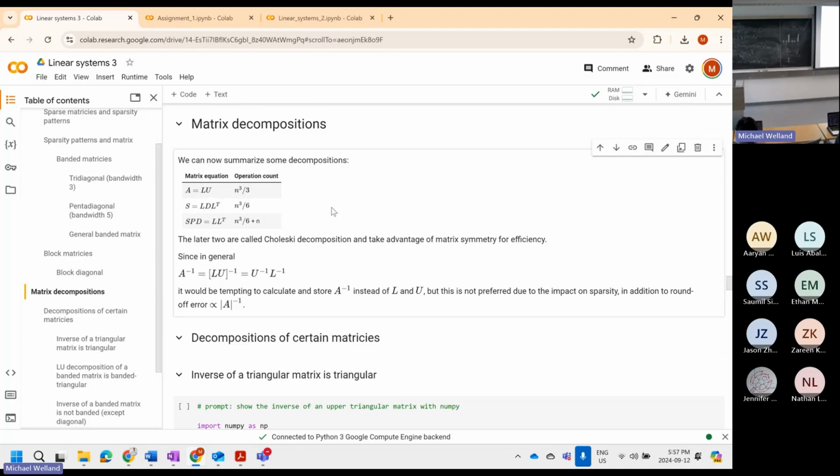Returning to matrix decomposition, and then we'll look at some examples. Any square invertible matrix can be decomposed to LU. Don't forget that P in there too. That takes about n cubed over 3. A symmetric matrix can be decomposed into LDLT, which is kind of neat. So that's a lower triangular multiplied by a diagonal and the transpose of the same L matrix.